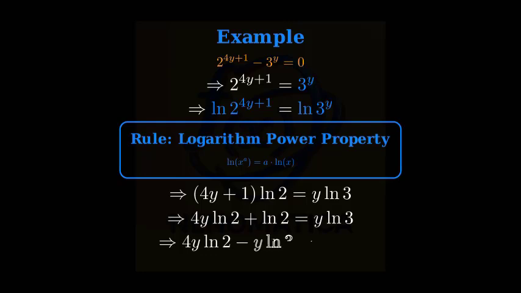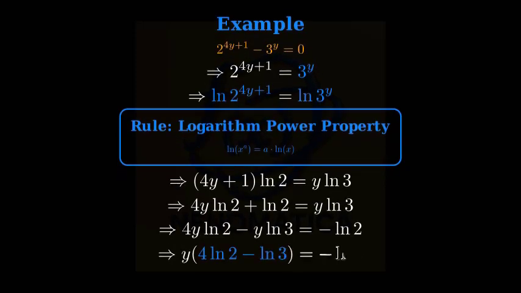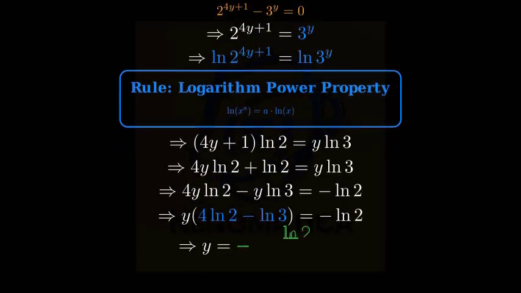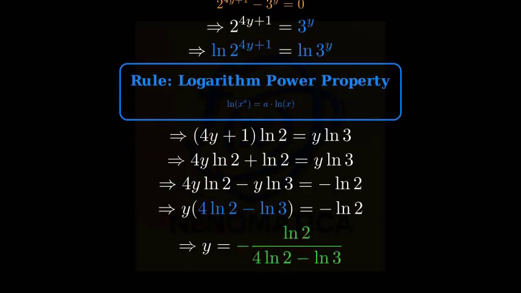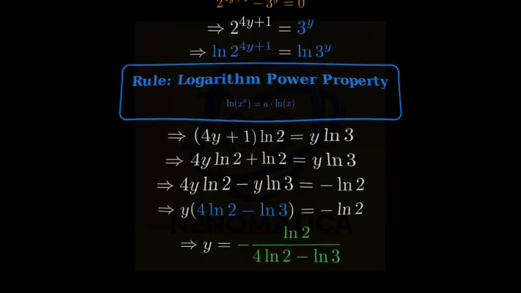To solve for y, we need to rearrange the equation so that all terms with y are on one side and all constants are on the other side. So we subtract y times the natural logarithm of 3 from both sides and move the natural logarithm of 2 to the right side. Now, we can factor out y from the terms on the left side of the equation. Finally, we can solve for y by dividing both sides of the equation by the term in parentheses, which is 4 times the natural logarithm of 2 minus the natural logarithm of 3.